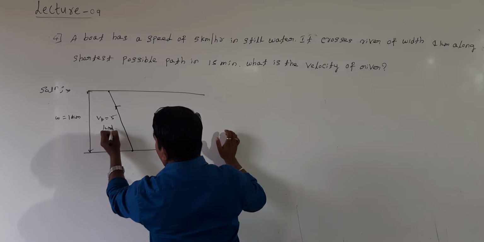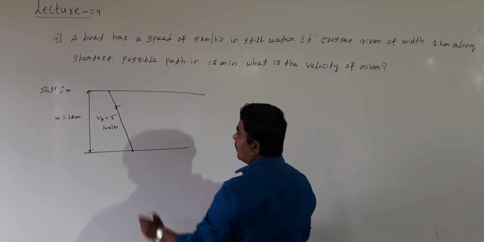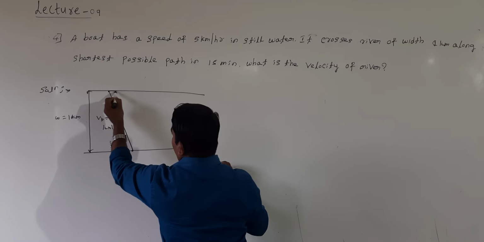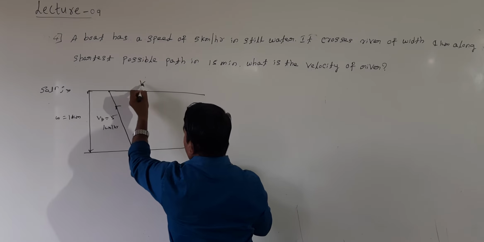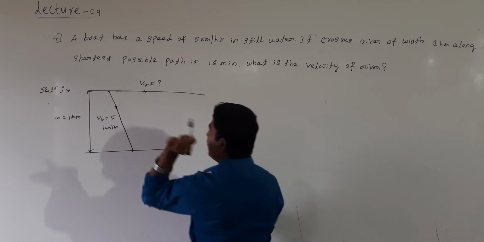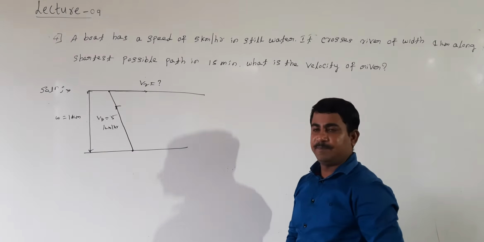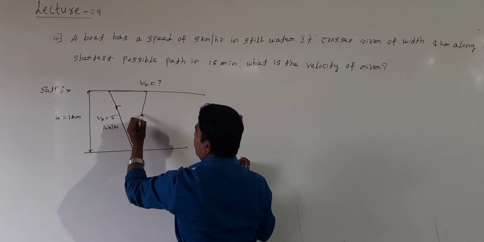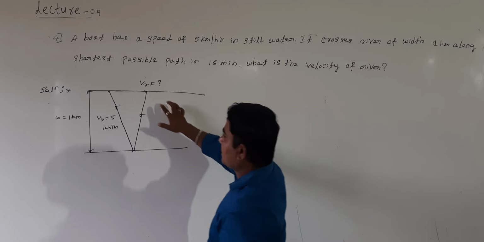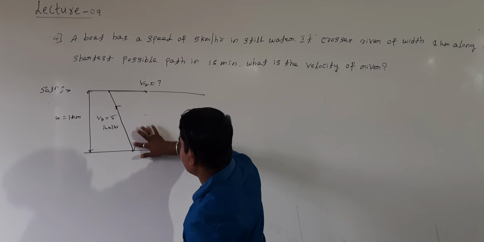5 km per hour. And how does the river flow? The river flows in this direction. By what speed? I don't know the speed; we have to calculate it. If this is one velocity, what about the resultant? This is nothing but the resultant speed, which is VR. Or shall I represent it here only?